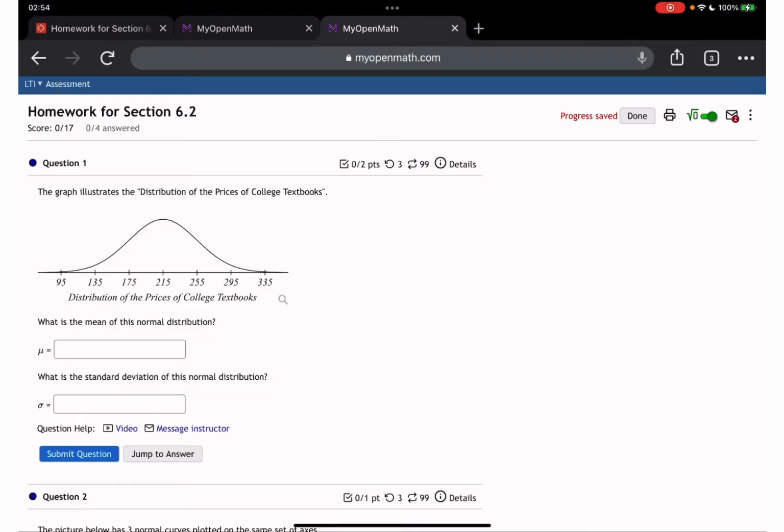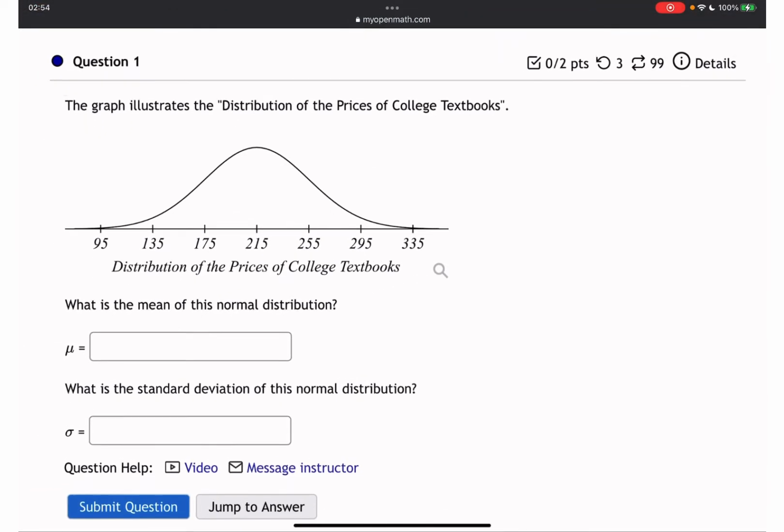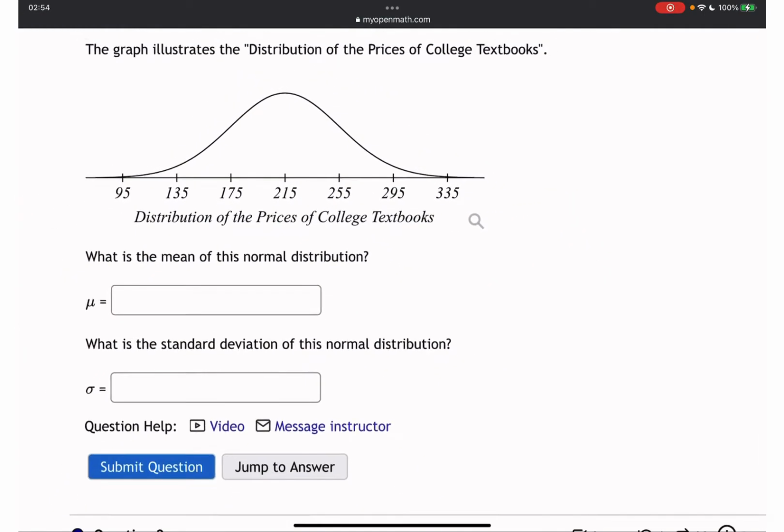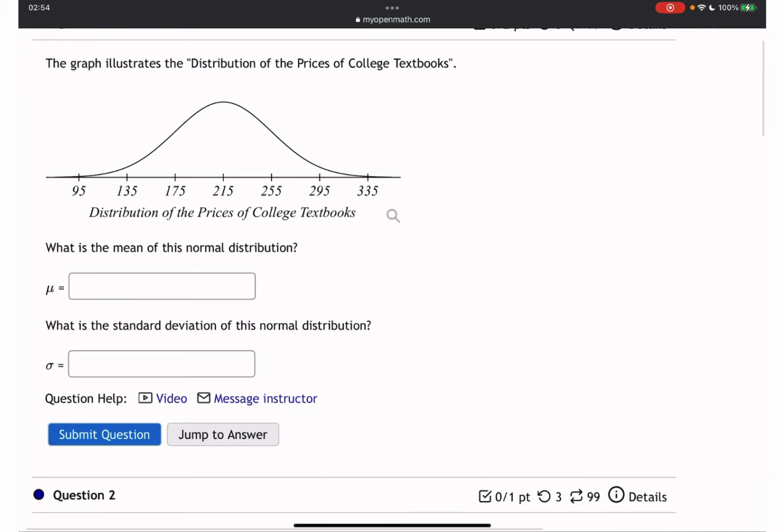Okay, we are working on homework for section 6.2. So the graph illustrates the distribution of the prices of college textbooks. What is the mean of the normal distribution? On the graph, the mean is the spike, which is matching 215. So let's type.